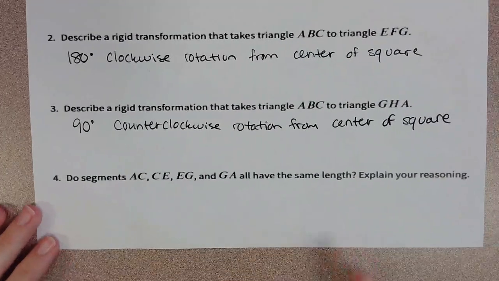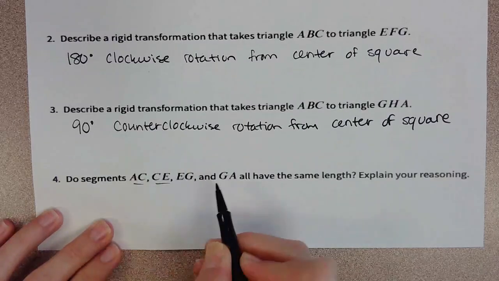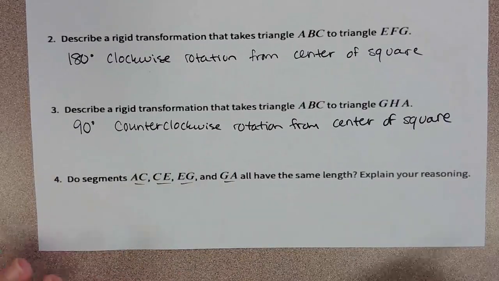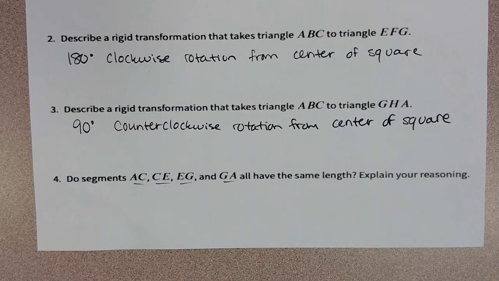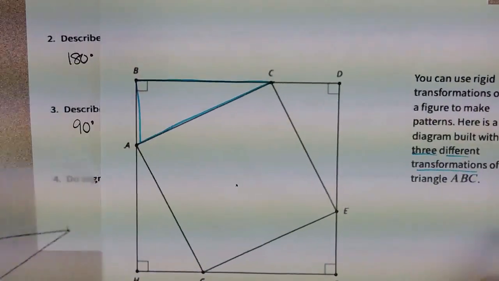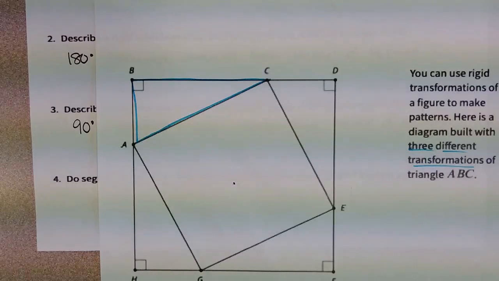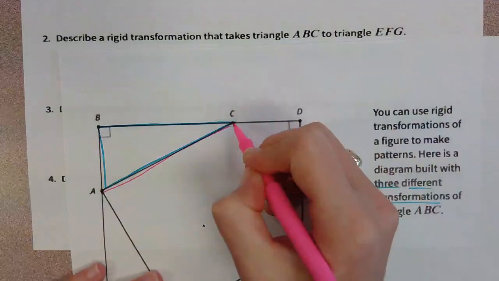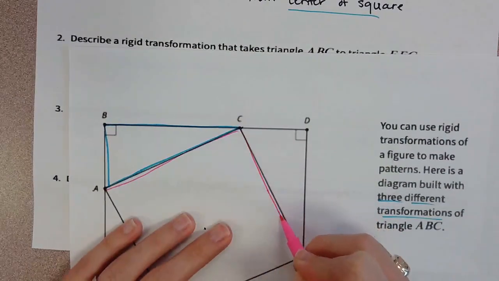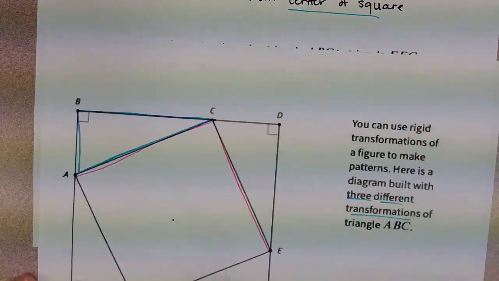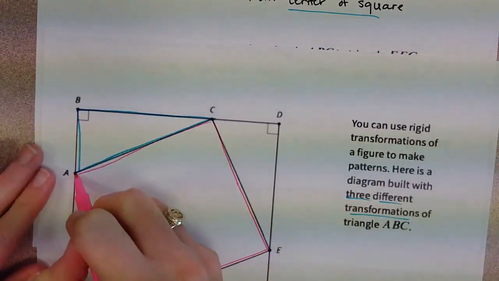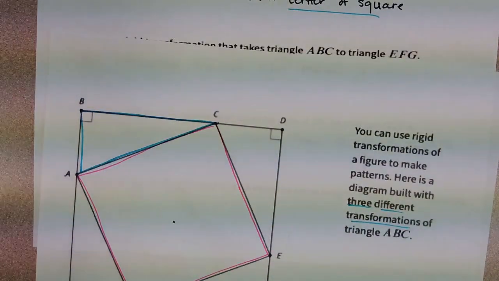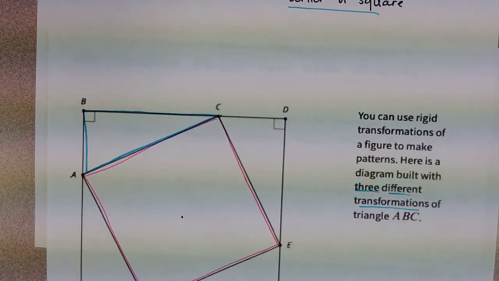The last question is, do the segments AC, CE, EG, and GA all have the same length? And to explain your reasoning. So it wants to know, does AC, CE, EG, and GA, do they all have the same size? And how do you know? Well, think time. You can pause the video, think about it. What would you write? See if you write what I write.